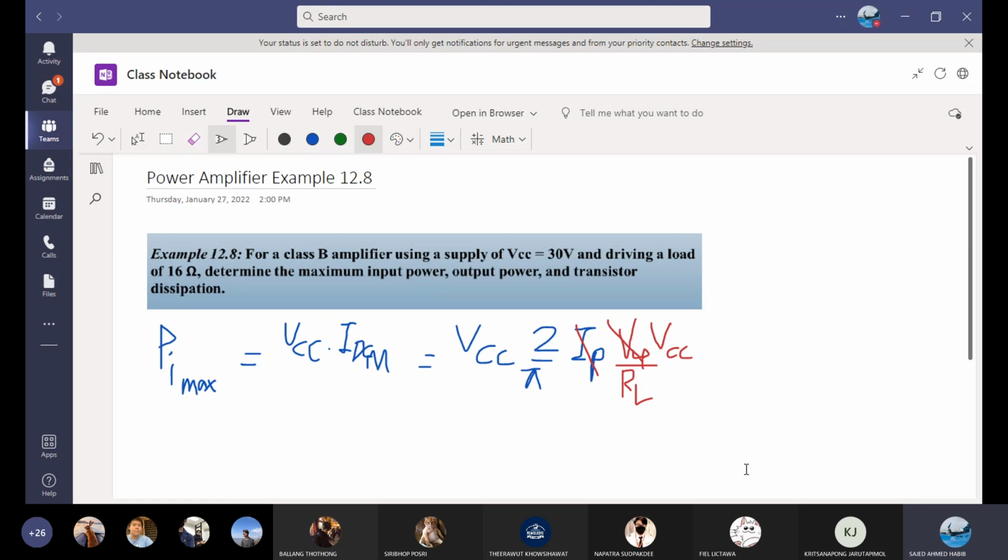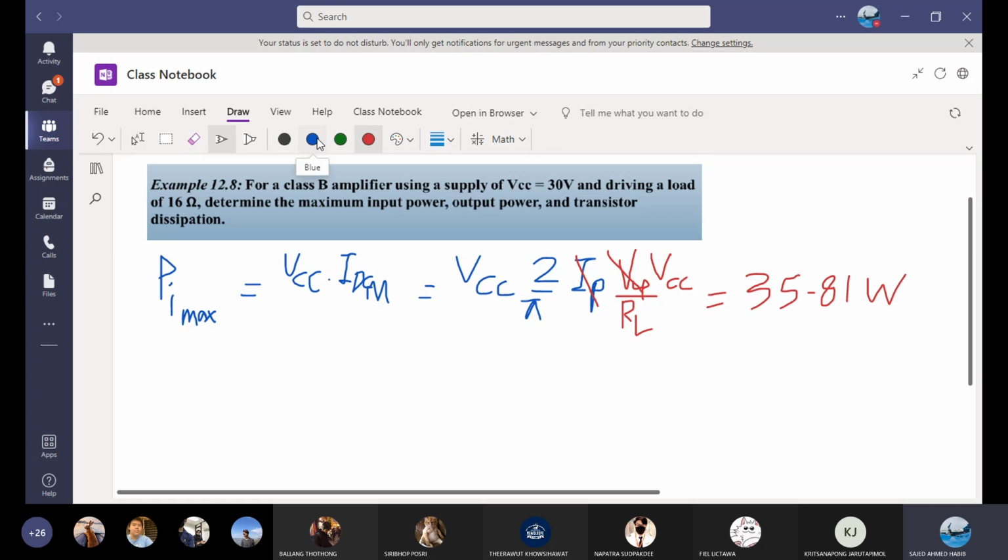Let's find out that one. How many watts? 35 point how much? I got 35.81. 35.809. I want to write 35.81 watts.